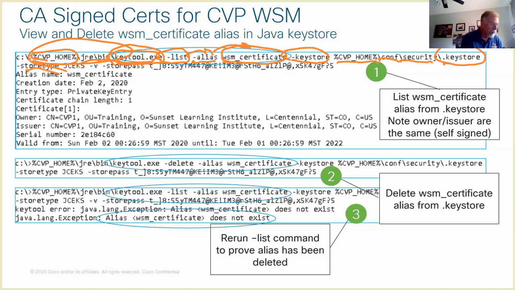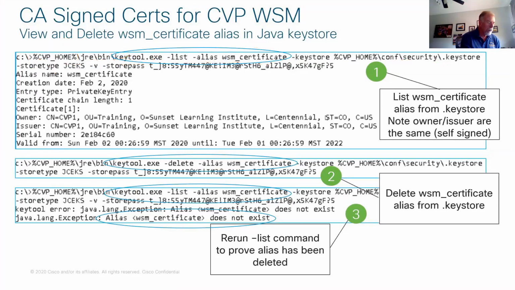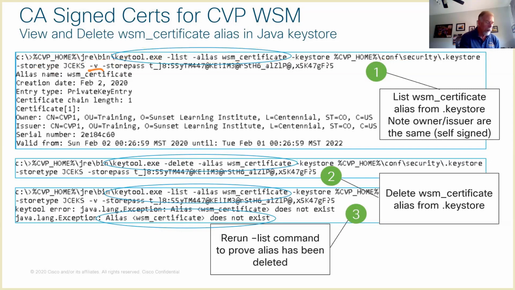Store type, JCEKS, you got to put that in there. I added in a -V for verbose output. And then I've got to put in the store password. And I don't have to type that in there right now as part of the command set.